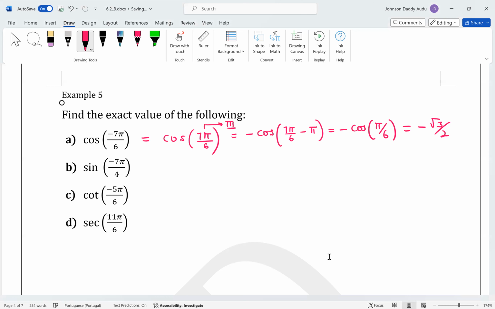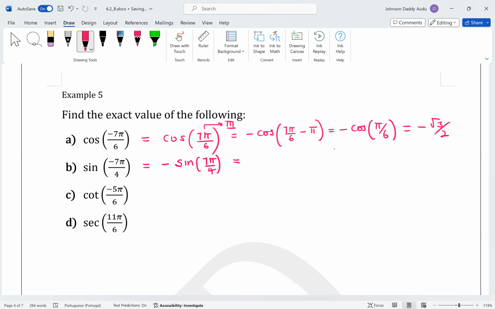So here we just use the fact that we started with cosine being even. Similarly for B, we will use the fact that sine is odd. So you can just take the minus out. So we have sine 7 pi over 4. Now we use our reference angle theorem.